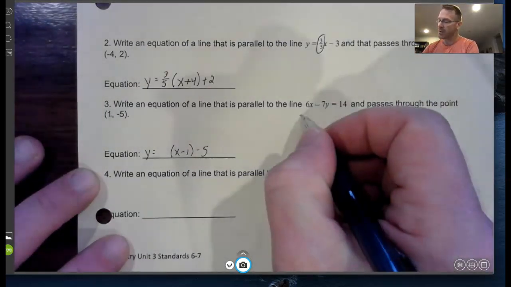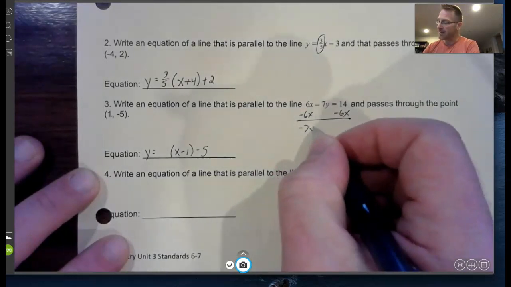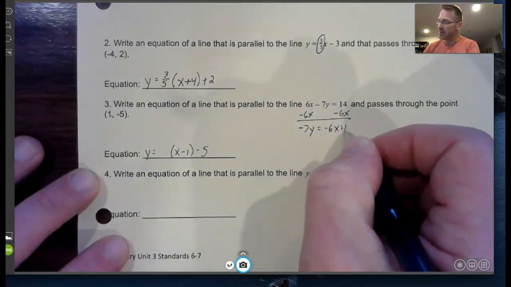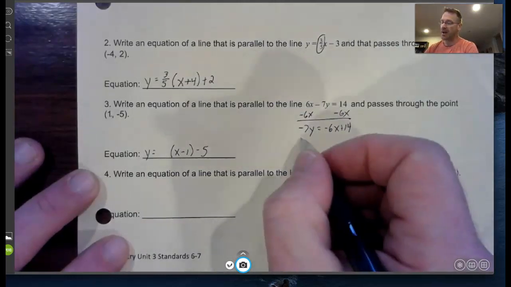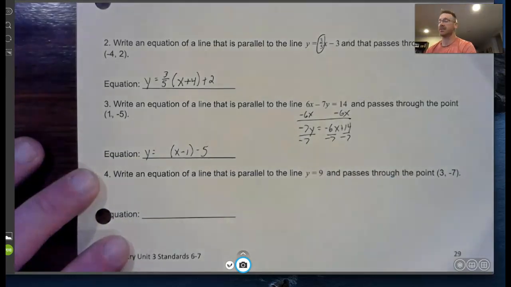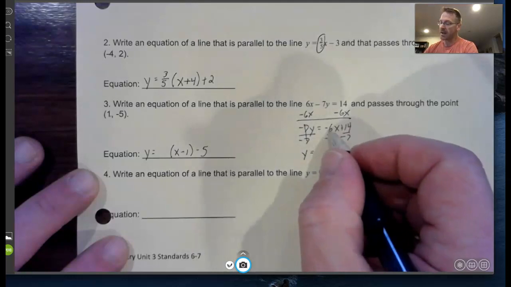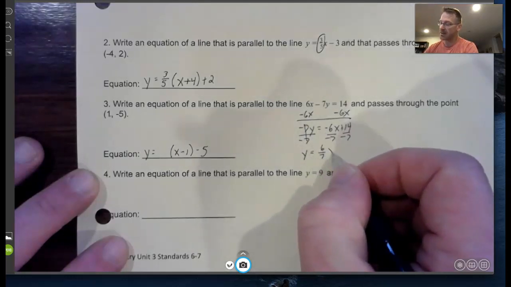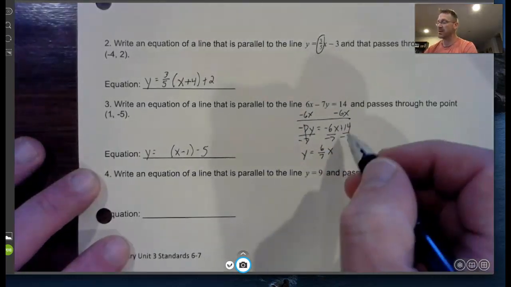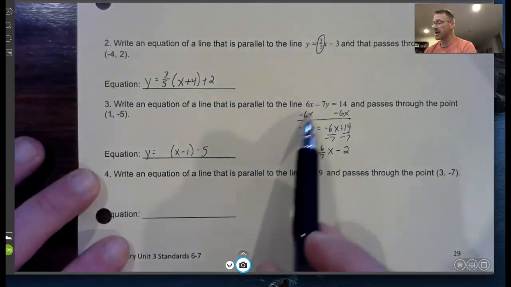So the first thing we want to do is subtract 6x from both sides. So negative 7y equals negative 6x plus 14. And then I'm going to divide by negative 7. And remember, you have to divide everything in that equation by negative 7. So that leaves me y, because that's 1. And then negative divided by negative is a positive 6/7 x. And then 14 divided by negative 7 is negative 2. And so this is that little bit of work.